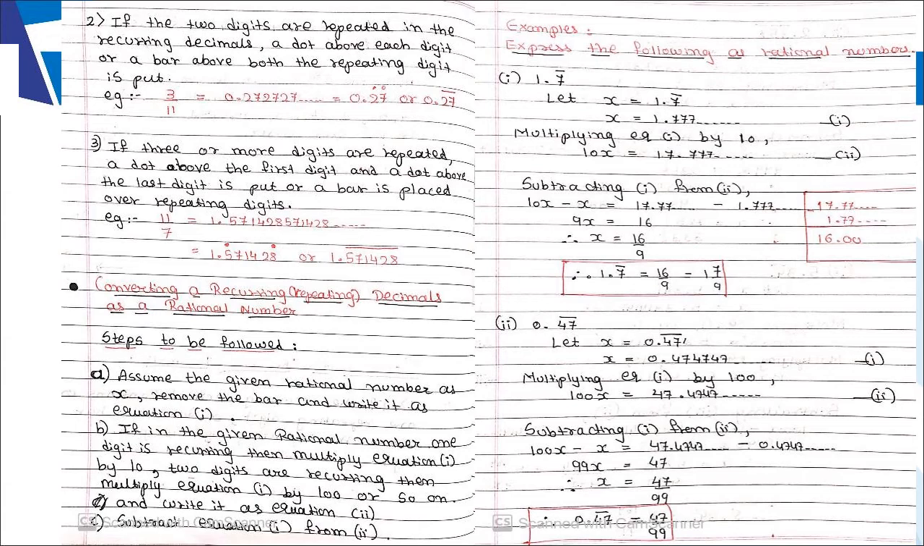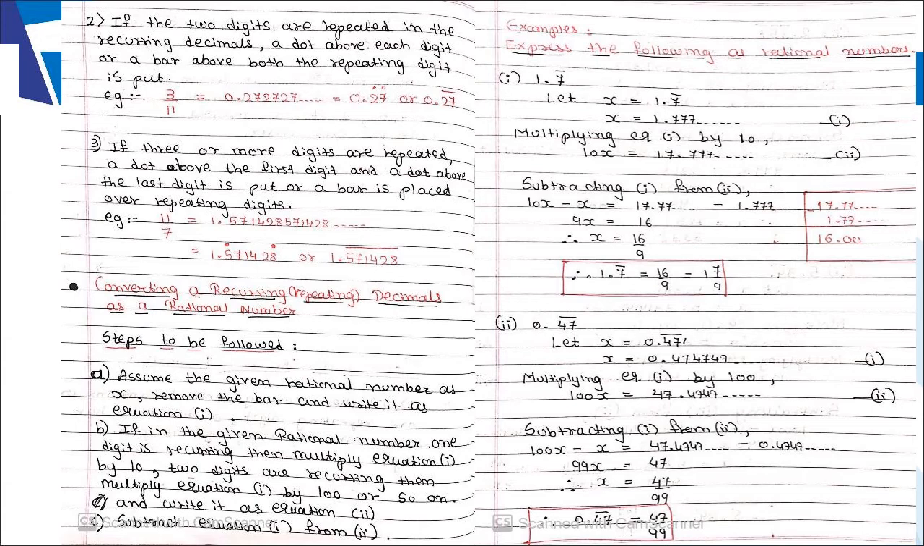So see example 1, 1.7 bar. I've assumed the question 1.7 bar as x. So I've written let x equals 1.7 bar. Now we have to remove the bar and then write it as equation 1. So I have split 7 as 7, 7, 7, 7, and so on, and then I have written it as equation number 1.